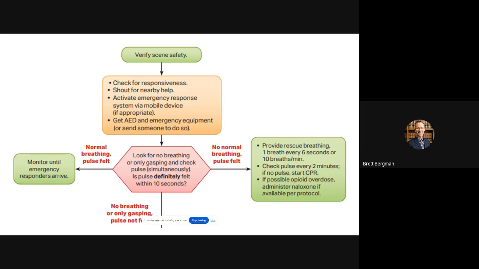We're going to do our normal process of checking for breathing and pulse. And then depending on if we have normal breathing, normal pulse, we're going to be monitoring them. If there's no breathing, but we feel a pulse, we're going to do those rescue breaths, 1 every 6 seconds. And we want to continue checking for that pulse in case we need to convert to CPR. And if they have no breathing or agonal breathing and no pulse, then we're going to go to the bottom part of this algorithm, which is going into our CPR.